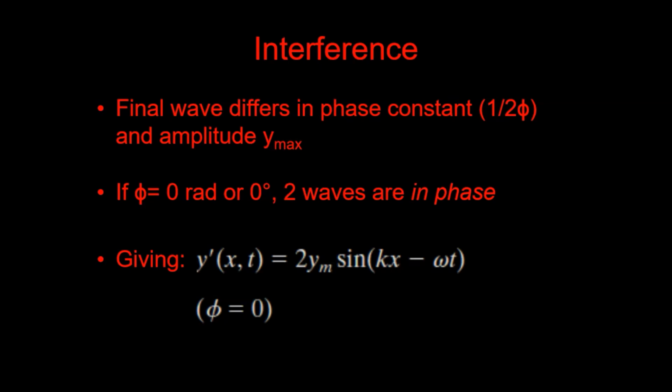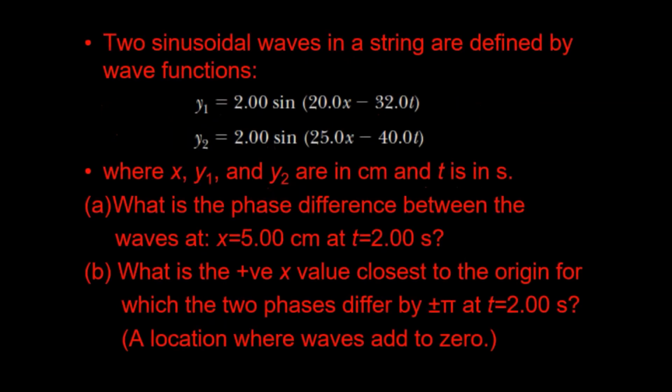So let's take a look at a problem that involves two interacting waves. We have two sinusoidal waves, two sine waves, set up in a string, as per an example we've seen previously with two people flicking a string, and they're defined by these wave functions. y1 is equal to 2 sine 20x minus 32t, and y2 is equal to 2 sine 25x minus 40t. We have displacements and x values in centimeters and t in seconds.